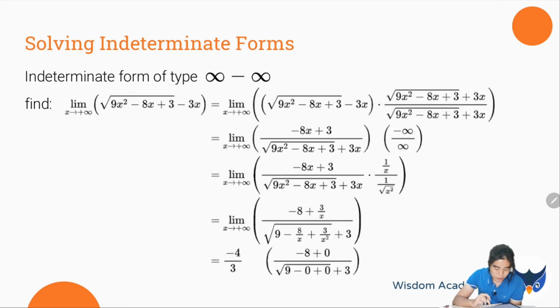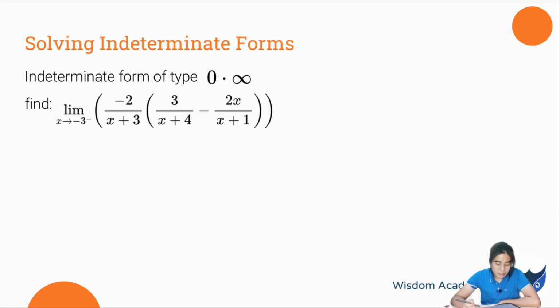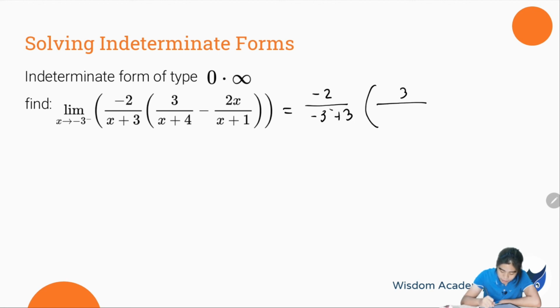So, tingnan natin kung tama. Tama naman yung naging sagot natin. For the last form na i-discuss natin, indeterminate form of type 0 times infinity. So, double check muna natin if 0 times infinity nga yung makukuha natin dito. So, by direct substitution, ito ay maging equivalent to negative 2, negative 3 to the left plus 3 times 3 over negative 3 plus 4 minus 2 times negative 3 over negative 3 plus 1.